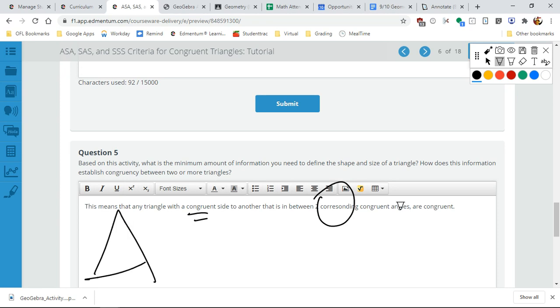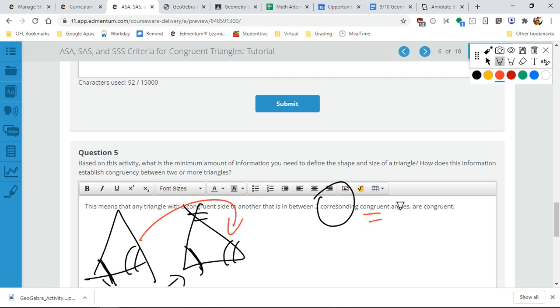Corresponding means that these two angles are corresponding. I can move this angle over to here and they would correspond with each other. Same thing with these two angles, because of the relationship here, they correspond to each other. So corresponding and congruent, like I said, same size and shape.